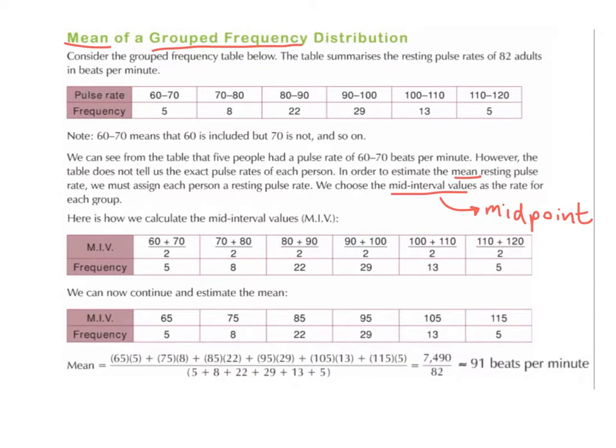Working out the top row, or our numerator, we end up getting 7,490. And then working out our denominator, we end up getting 82. And 7,490 divided by 82 will round off to 91 beats per minute. So the mean of our grouped frequency table is going to be 91 beats per minute.